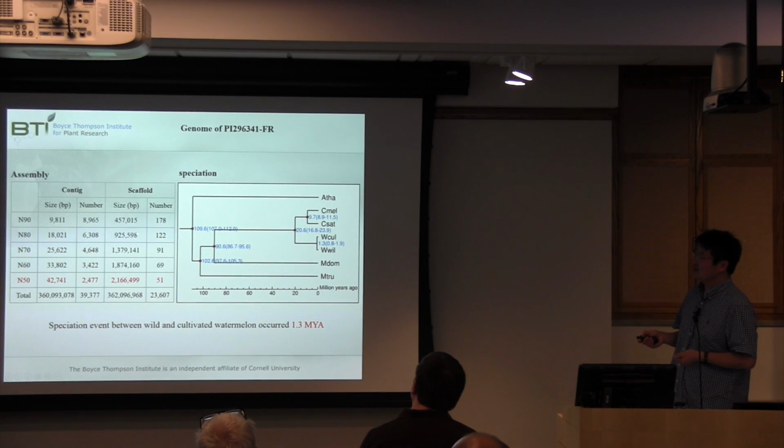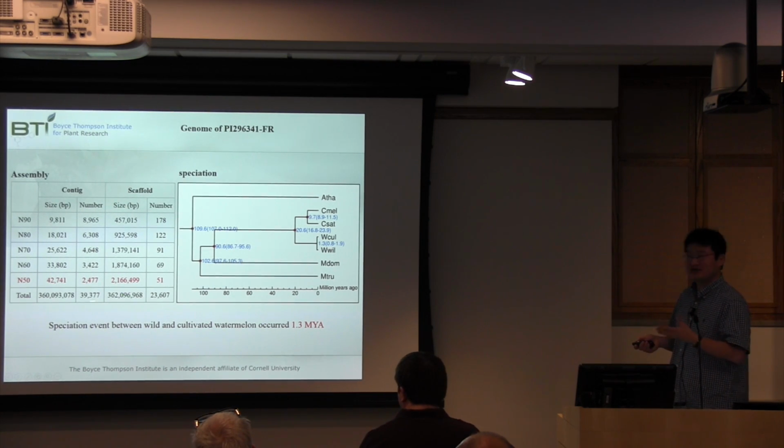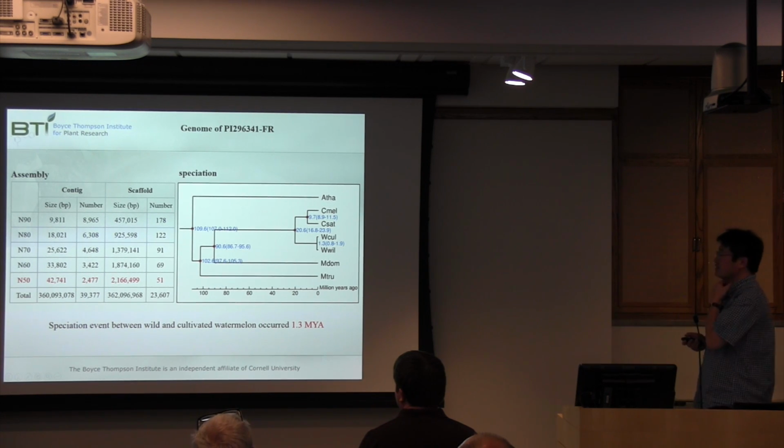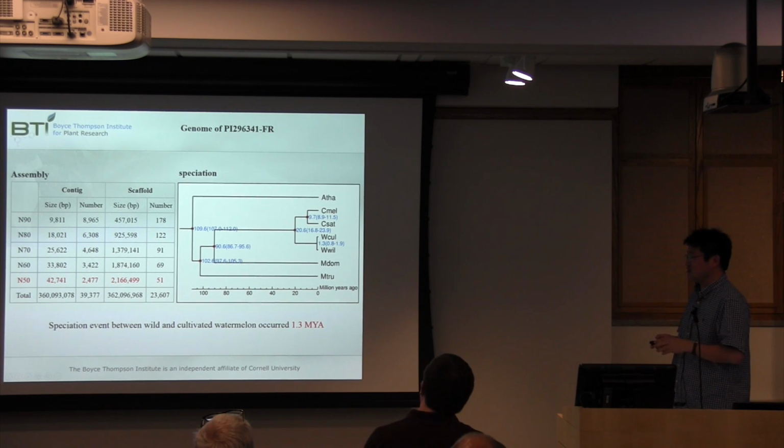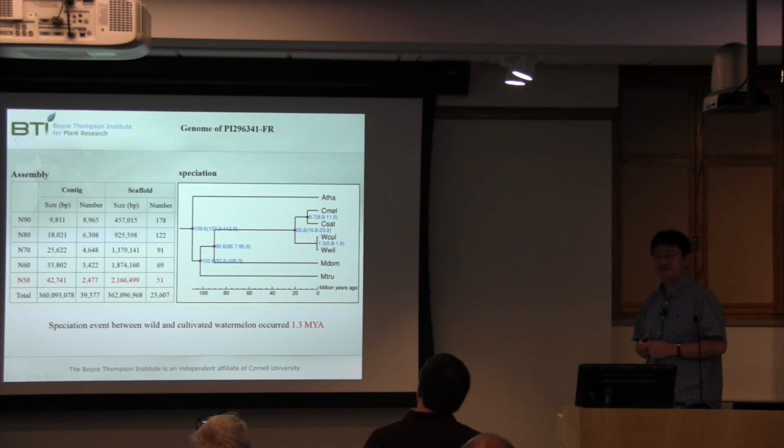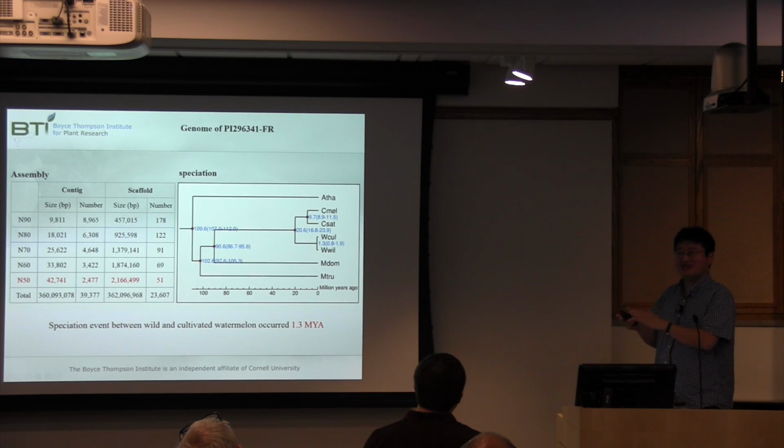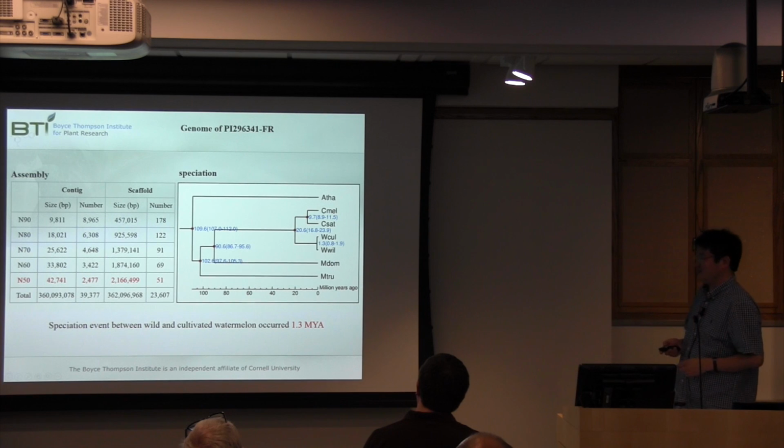So we did genome assembly. The assembly quality is about the same as 97103. We sequenced about 2.1 million base pairs, and we assembled about 80% of the genome. Then we did a comparative genomic analysis, using a molecular clock to date the speciation event between the wild and cultivated watermelon. We found that the speciation event occurred about 1.3 million years ago. Tomato and potato speciated about 6 million years ago. So because it's the same species, it's much closer than tomato and potato.